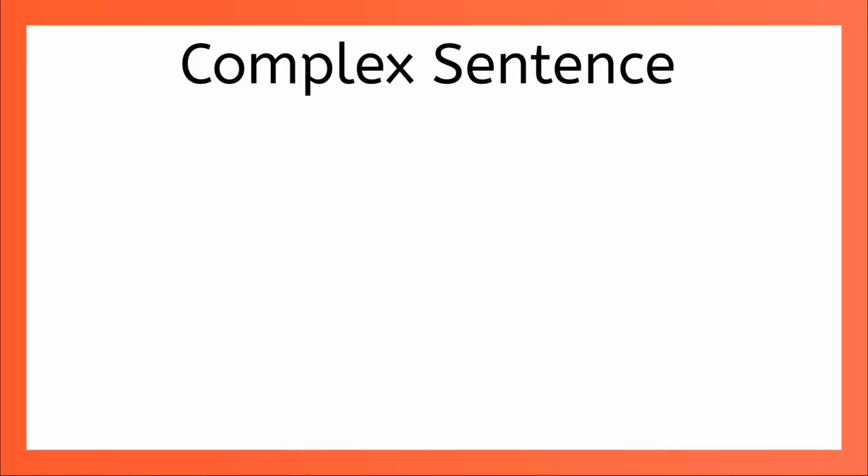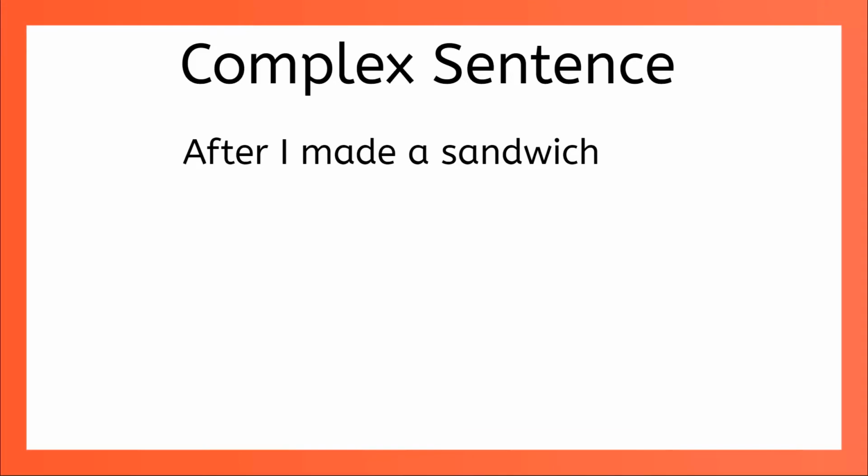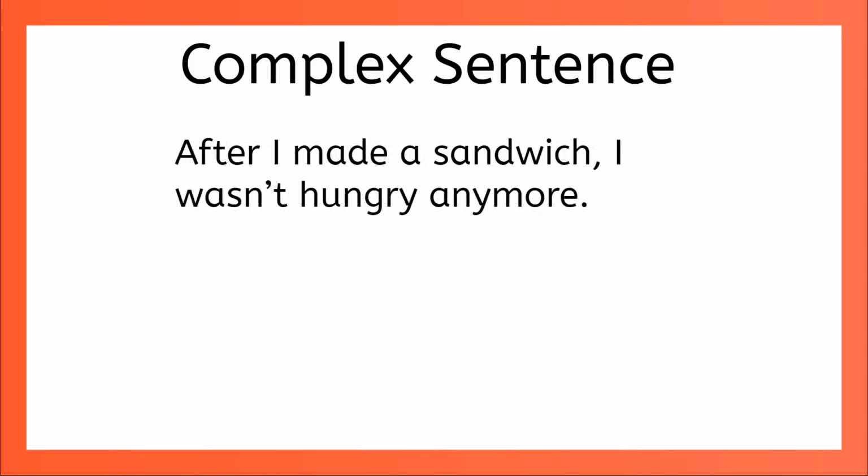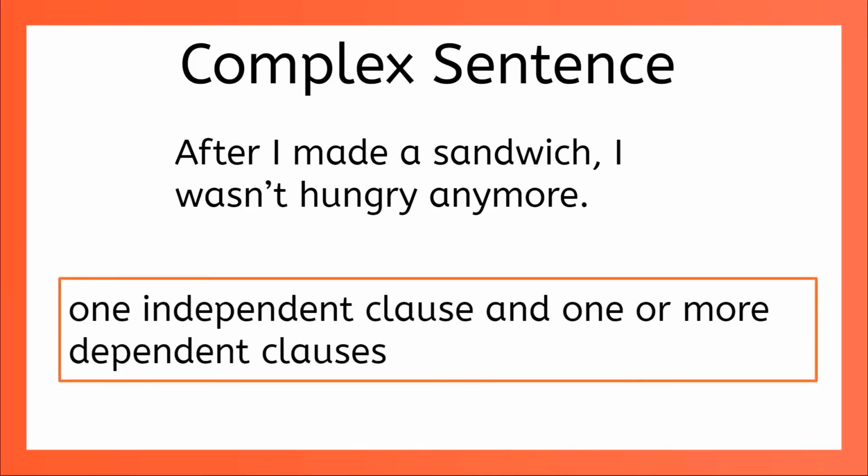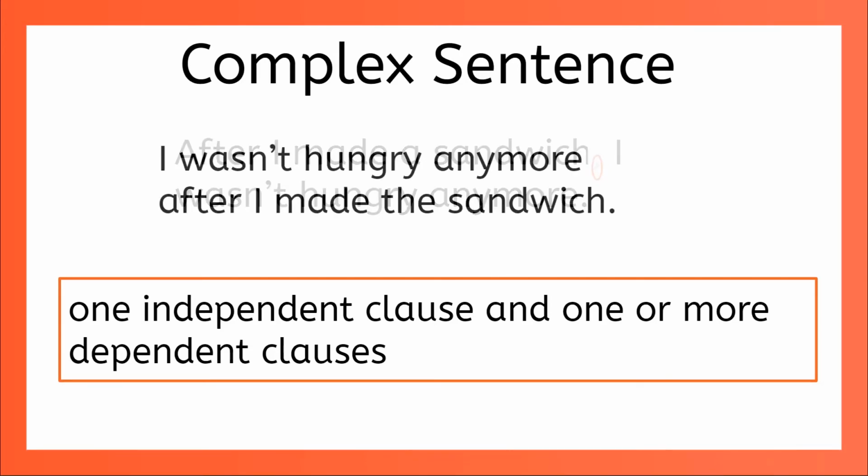Remember that dependent clause we had earlier? After I made a sandwich. In order to be part of a sentence, that dependent clause has to be attached to a main clause, which means an independent clause. So we could say, after I made a sandwich, I wasn't hungry anymore. And that would be a complex sentence because it has one independent clause and 1 or more dependent clauses. See that comma after the dependent clause? If we reverse the order of the clauses, we no longer need the comma, but we still have a complex sentence. I wasn't hungry anymore after I made the sandwich.